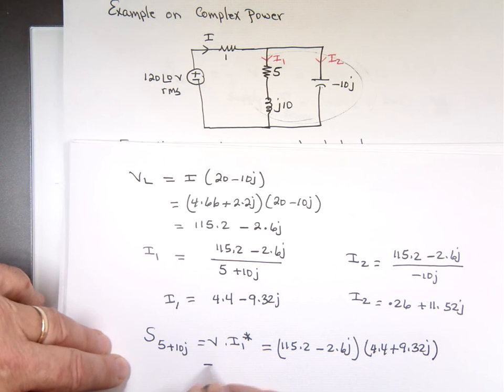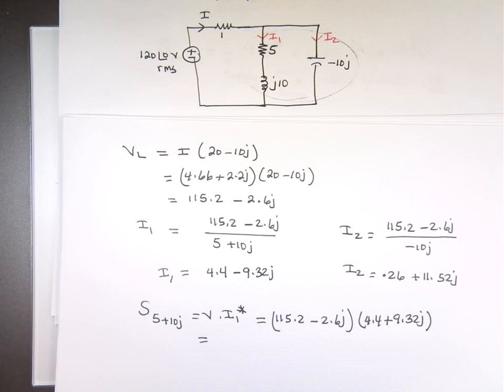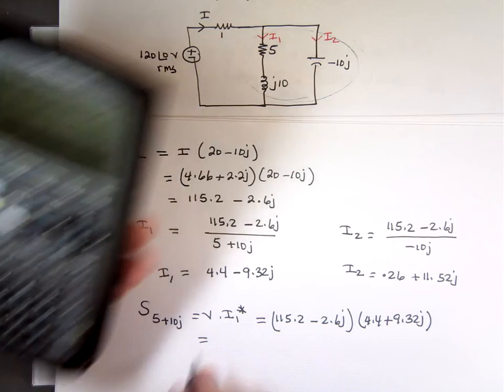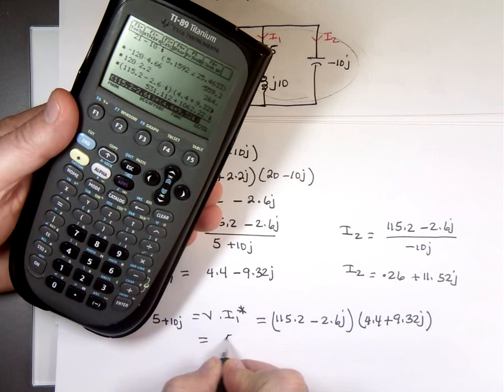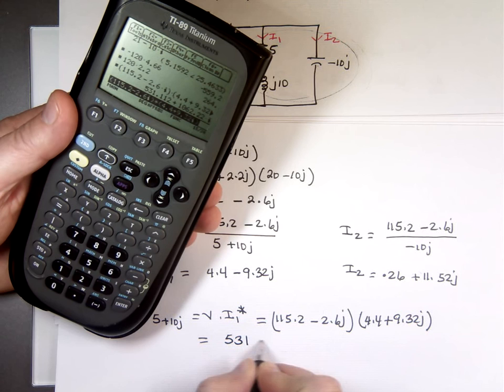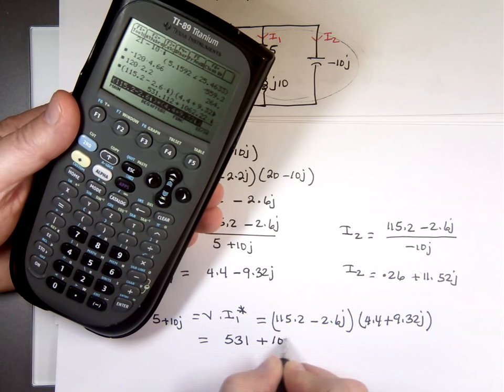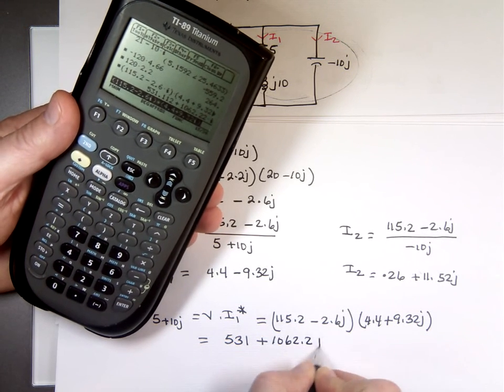And do we have an answer? Let's see. 115.2 minus 2.6j times 4.4 plus 9.32j. I got 531. Let me know if that's what you got. 531, 530, whatever, plus 1062.2j. Is that what you got? VA.